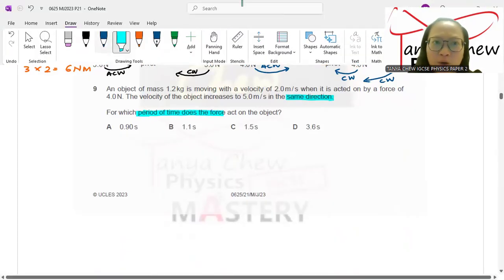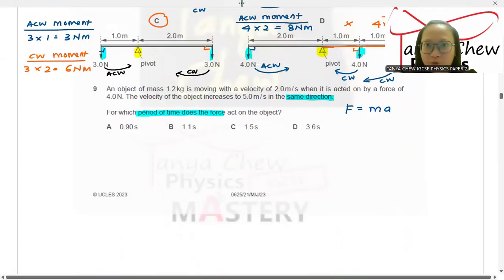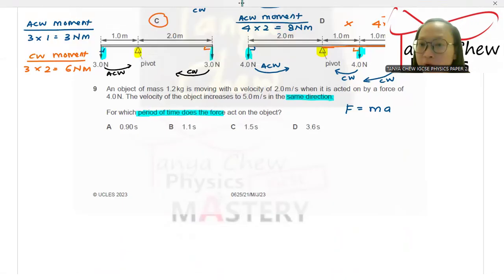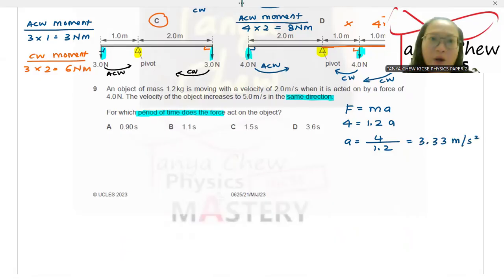So if the question asks you about the force, just remember F equals ma. But the problem is I don't have the a. No worries about that. I use force first. Force is 4 Newton, mass is 1.2 kilogram, and a is equal to 4 divided by 1.2. 4 divided by 1.2 and I have 3.33 meter per second squared.